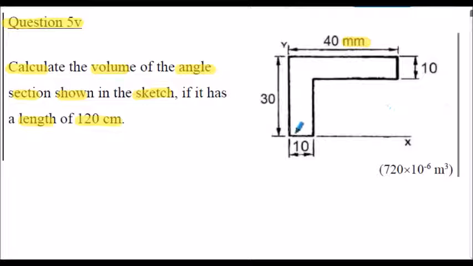So I suggest you now work out the cross-sectional area of the angle section, and then knowing the cross-sectional area and the length, you can find the volume. The answer is stated in the bracket here, but notice the answer is in meters cubed. I'll leave that for you to attempt at your own pace.